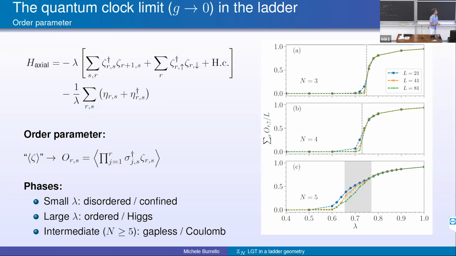Exactly. So the point is that if I choose this specific gauge, the order parameter is local. But this is an artifact of the gauge choice that I made. If I look at the original model and I simulate it all, what I get is that this order parameter is non-local, as you were saying. So it's a string attached to the zeta.